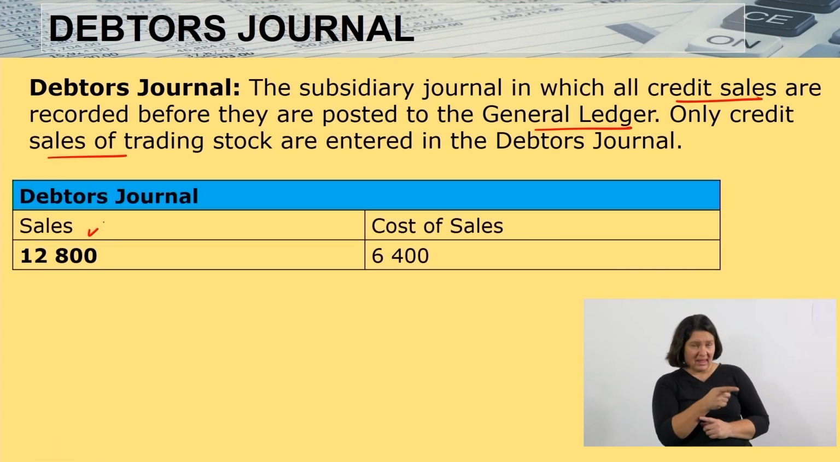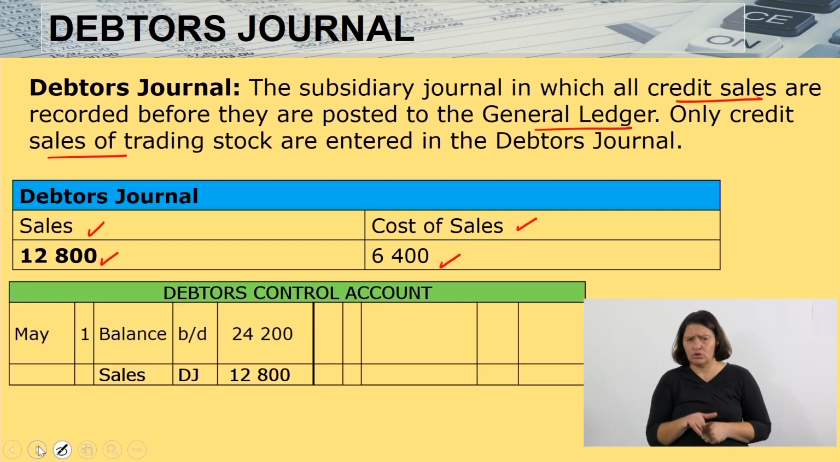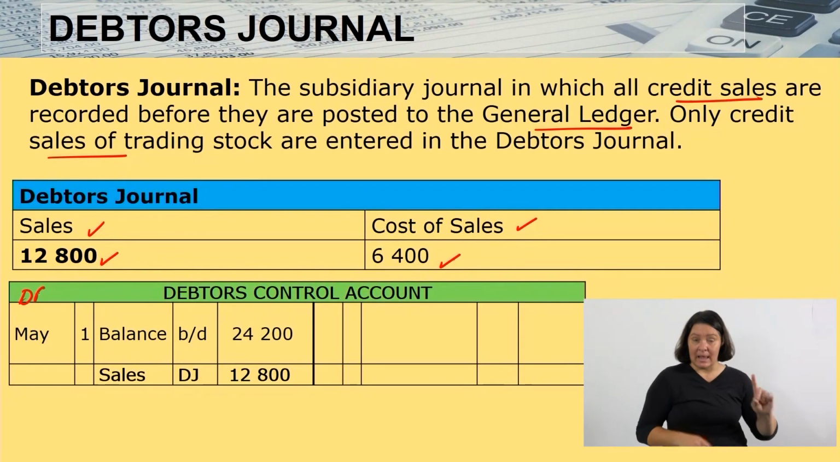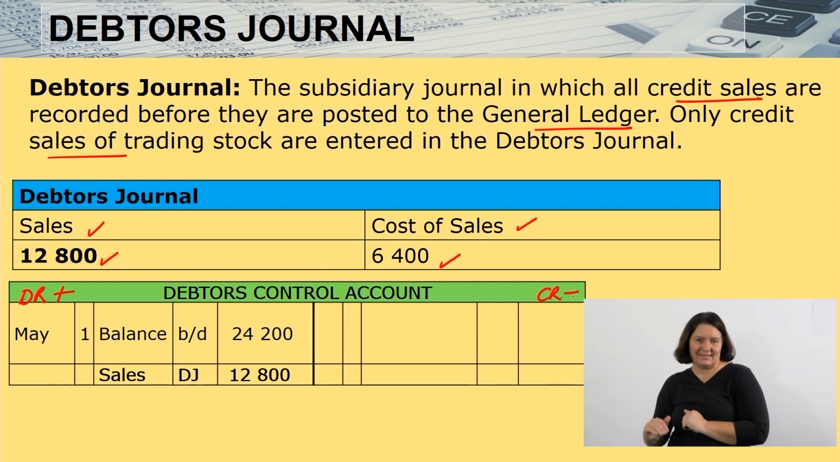So I have my sales, which is 12,800. I also have cost of sales, which is 6,400. Which of these two will be recorded in my debtors control? Let us see. Here is my debtors control. I'll remind you again, this is an asset account. On the debit, it increases. On the credit, it decreases. So our debtors currently have a balance of 24,200 from the previous month.